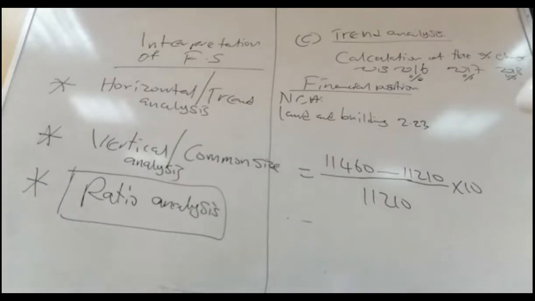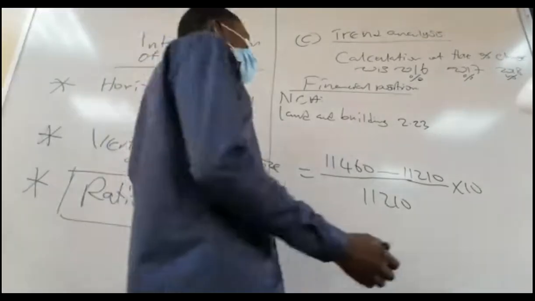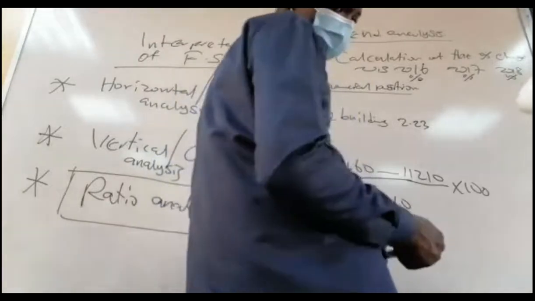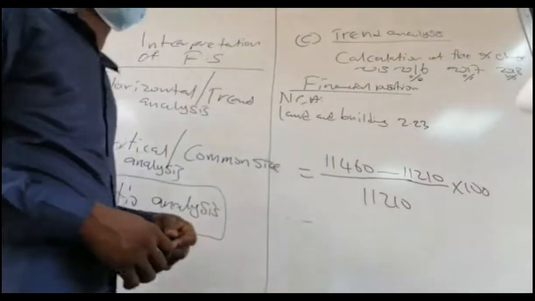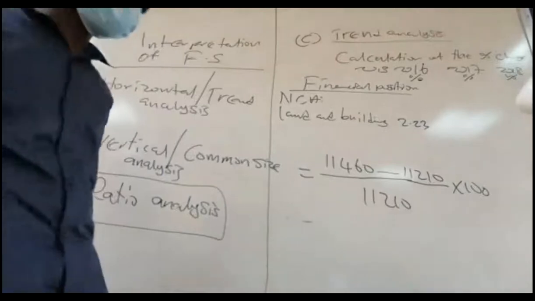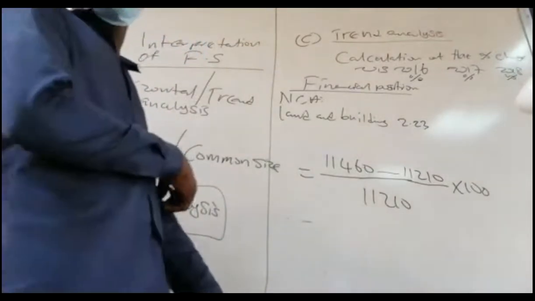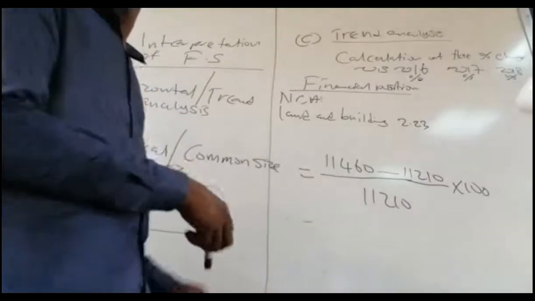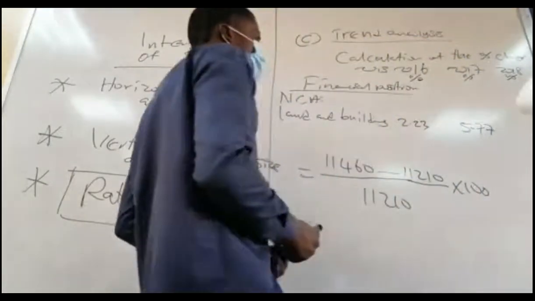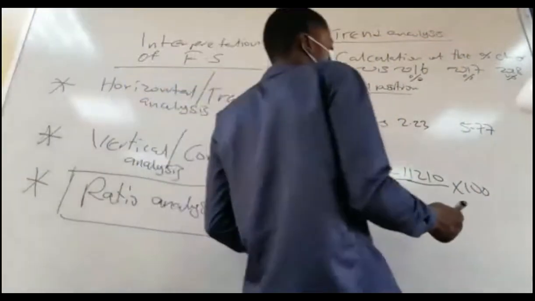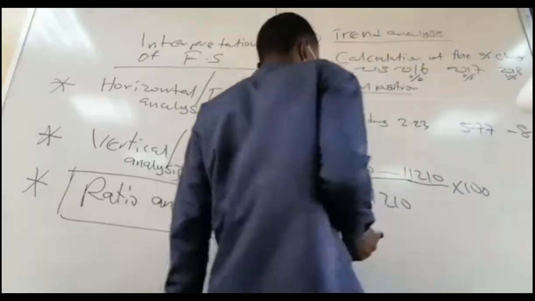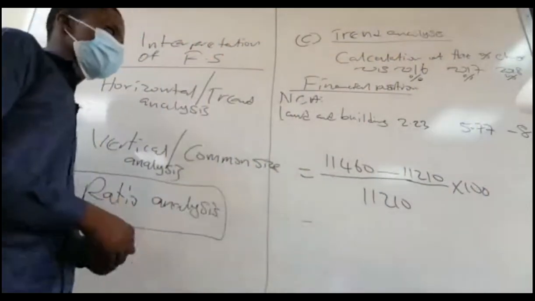Okay, so times 100. Good. Then for 2017 you get something like 5.77, and then 2018 negative, right? 8.58. Good. So that would be the answers that you are going to get.